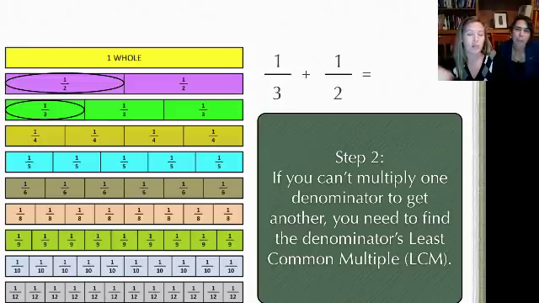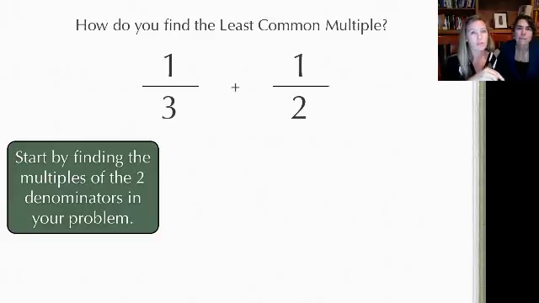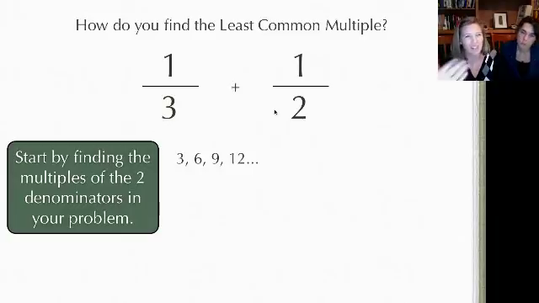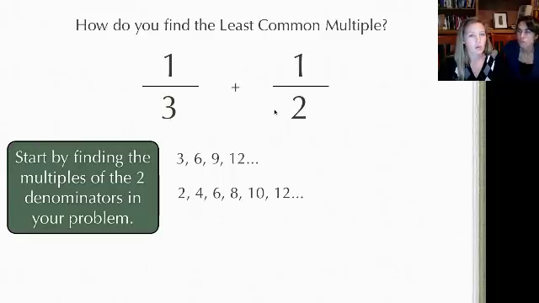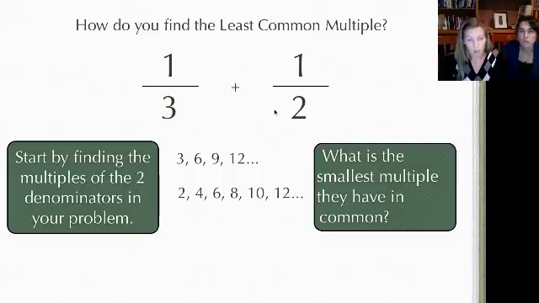So if you can't multiply one denominator to get to the other, you have to find the least common multiple. Multiples, again, are almost like skip counting your denominators. So we start by finding the multiples of the two denominators. Our denominators are 3 and 2, so skip counting 3: 3, 6, 9, 12, and I just did a few here. And then for 2: 2, 4, 6, 8, 10, 12, again, a few. And you need to find the least one, the smallest one that they have in common. If you look at these, the smallest one they actually have in common is 6.